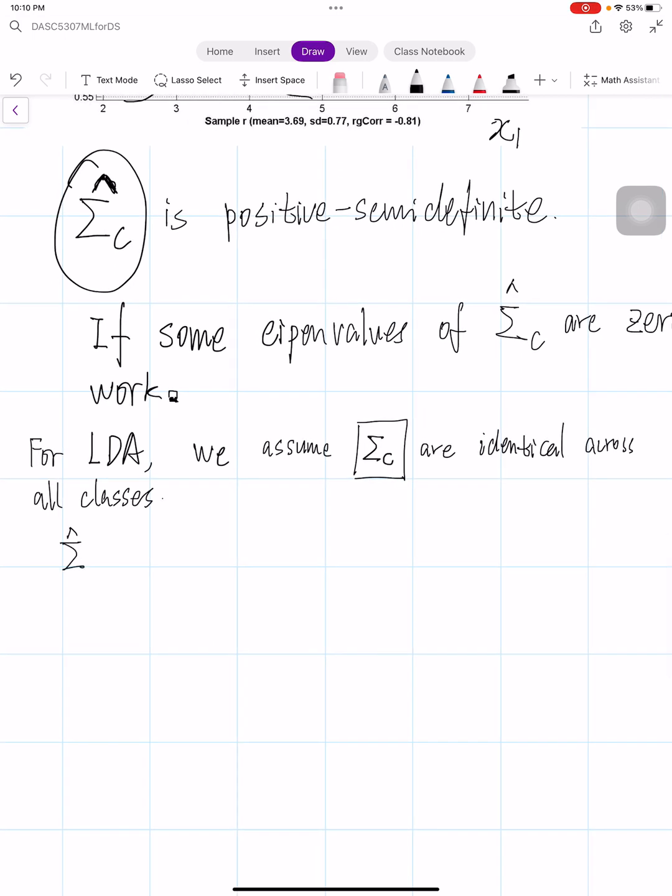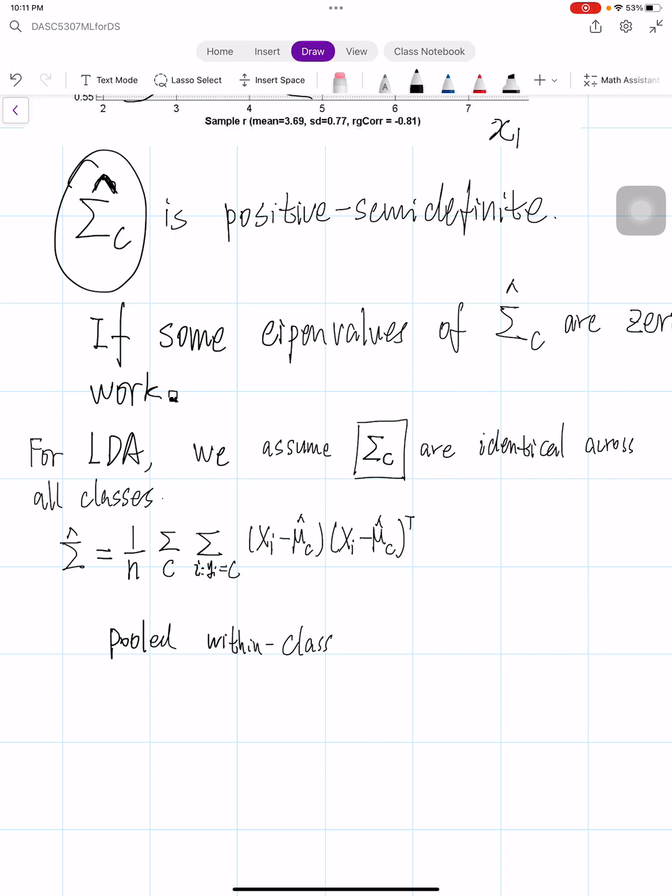For LDA, the estimate is given by summing, for each class C, over the samples with yi equal to C, of xi minus mu hat C times xi minus mu hat C transpose. You find this across every class C, and you take the average over the whole sample size. This is called the pooled within class covariance matrix.